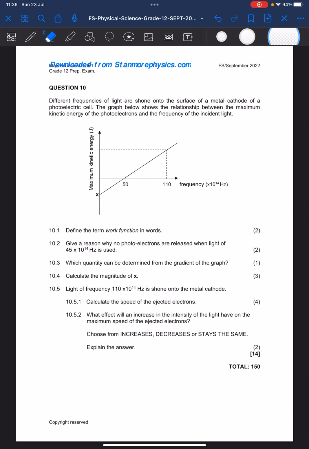So we have a question 10 in a Free State September trial paper, or prelim paper, in September 2022. And this is a photoelectric effect question. It normally comes as a question 10 question in our Physical Sciences paper 1, or it can come as a question 11 question if the Department of Education is feeling a bit nasty.